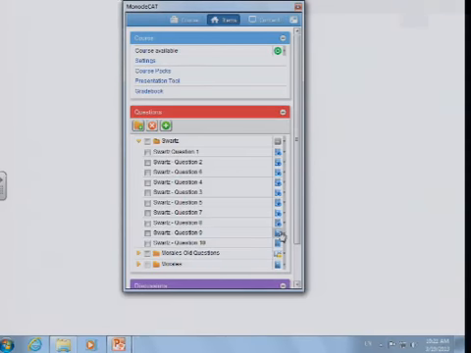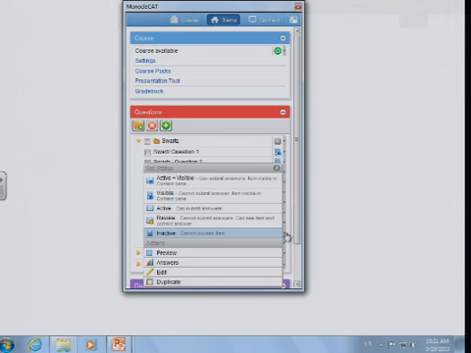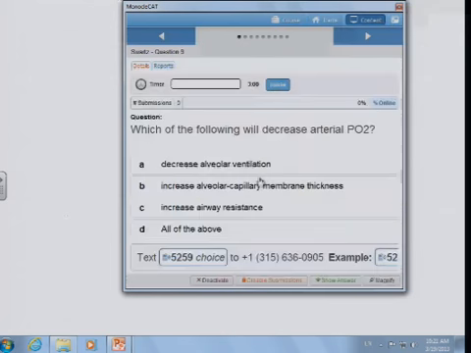So our next question. Which of the following will decrease arterial PO2? Alveolar ventilation, alveolar capillary membrane thickness, airway resistance, all of them.